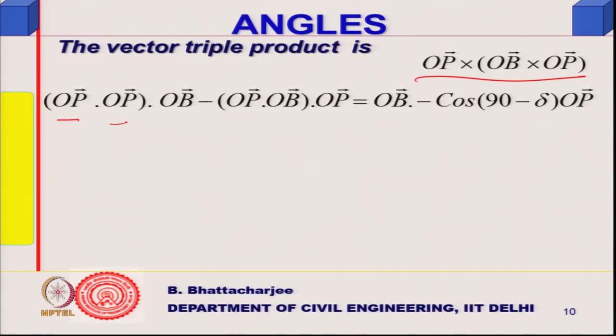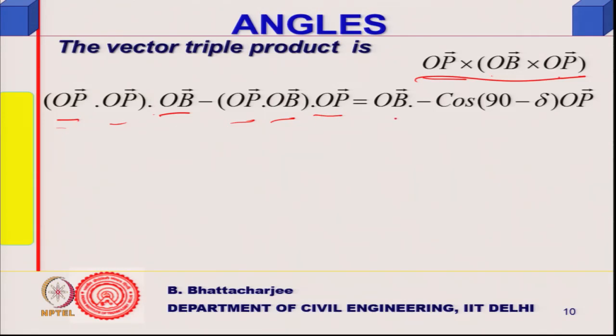You can look into any one of them, you just search the net, you will get it. Triple vector product, you will get it, or triple scalar product. So it's given as, with the OP vector and OB vector, this is the formula: OP dot OP dot OB minus OP dot OB dot OP. So this is how it is.